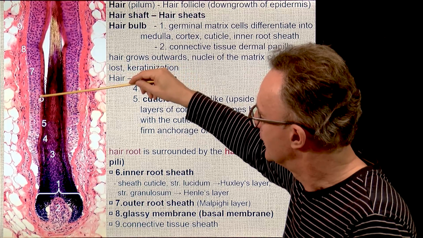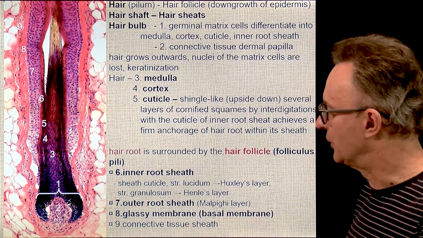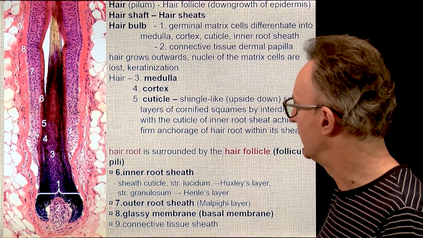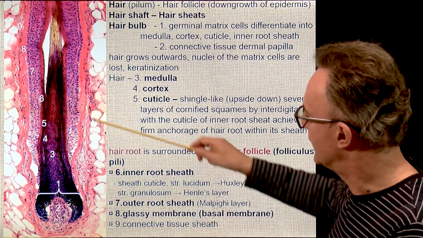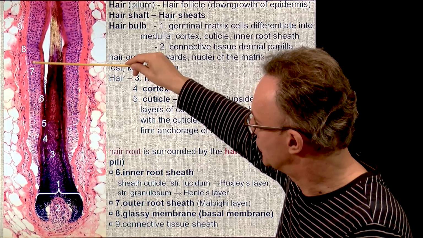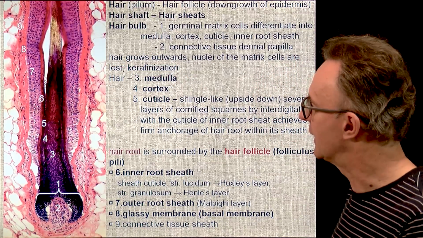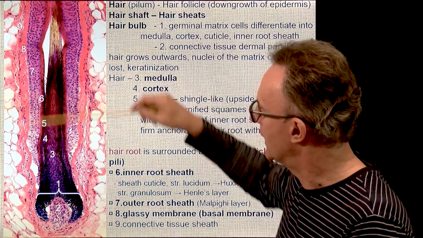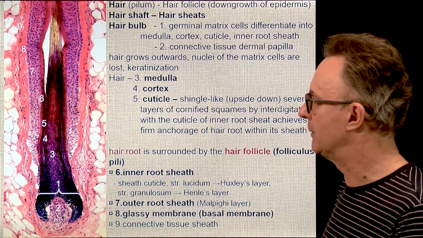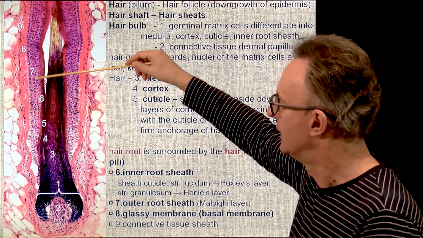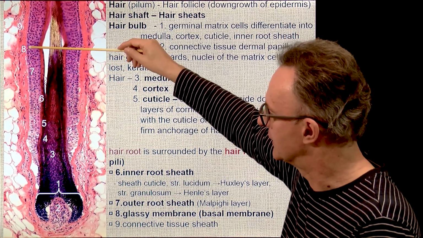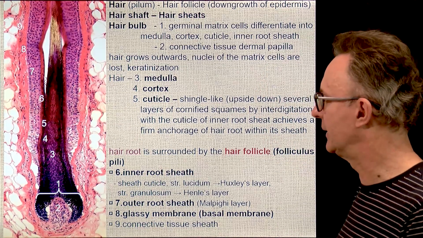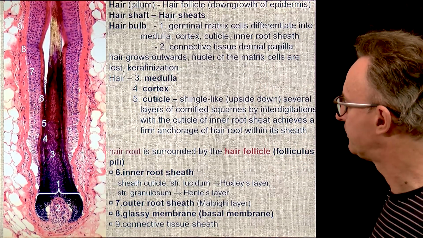And number 6, otherwise altogether, is the inner root sheath, which has 3 layers I mentioned earlier. And then number 7 is the outer root sheath, which corresponds to the stratum basale and polygonale. Number 8 is the basement membrane of the epidermis-like cells, so the epithelial cells, that is the glassy membrane, and number 9 is a tiny connective tissue sheet around.